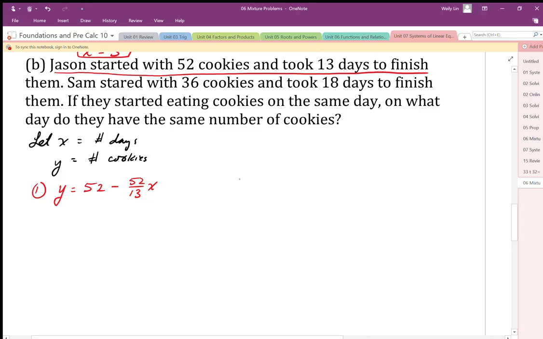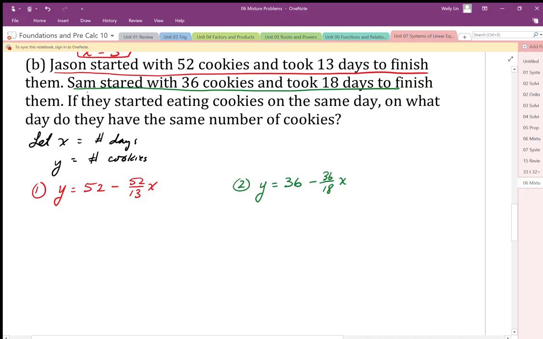For the other relationship, I'm just going to use that same relationship for Sam. And so Sam's number of cookies is going to be equal to, well, he starts with 36 cookies and he's going to eat 36 cookies in 18 days. Okay, so there's his rate. 36 divided by 18 is going to be his rate, or his slope, times x, or 2 cookies per day.